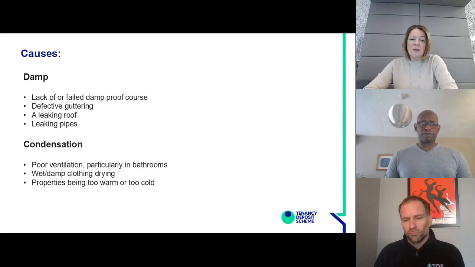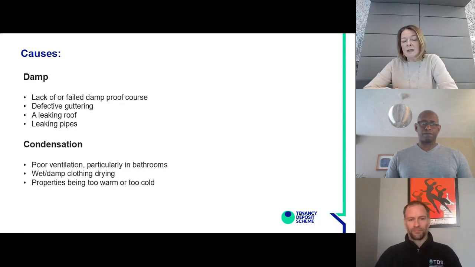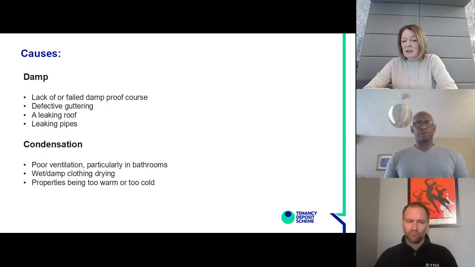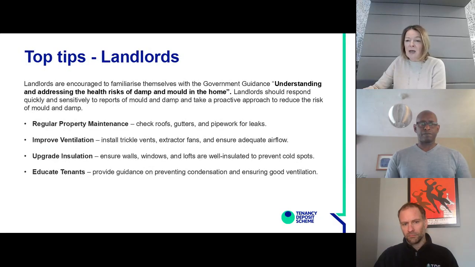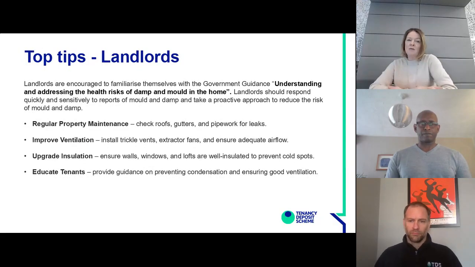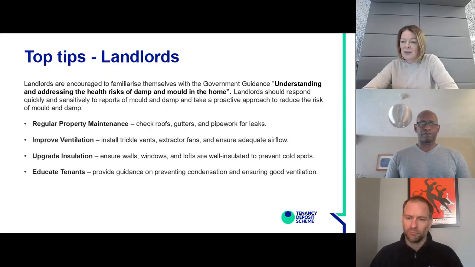So I think, as we've heard from Leonard, damp causes include a lack of or failed damp-proof course, defective guttering, a leaking roof, leaking pipes, condensation, usually poor ventilation, particularly in bathrooms, wet damp clothing drying, and the actual heating, whether the property is too warm or too cold. So I'm going to pass over now to Martin, who will run through the remainder of our presentation.